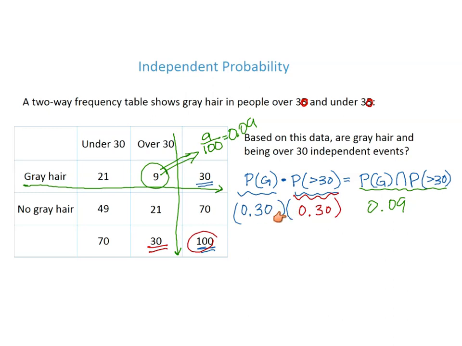So now what we have to check is if this side is in fact equal to this side. So does 0.30 times 0.30 equal 0.09? And it does. They are equal. So since they are equal, we can say that these are independent events. If they were not equal, then we can't say that. But since the product of each is equal to the intersection, we can say with certainty that they are independent events.